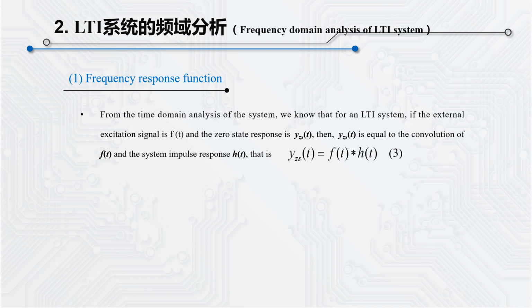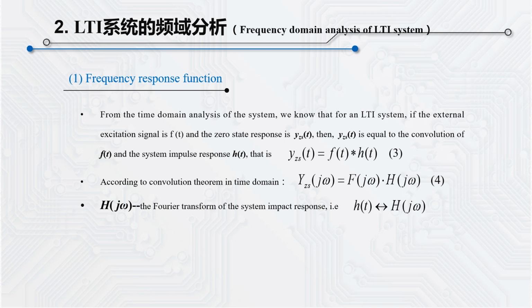In other words, the zero-state response of the system, the input of the system, and its unit impulse response form a convolution operation. According to the convolution theorem in time domain, we can find that the spectral density function of the zero-state response of the system is equal to the spectral density function of the input signal times H(jω), where H(jω) is the Fourier transform of the unit impulse response of the system.